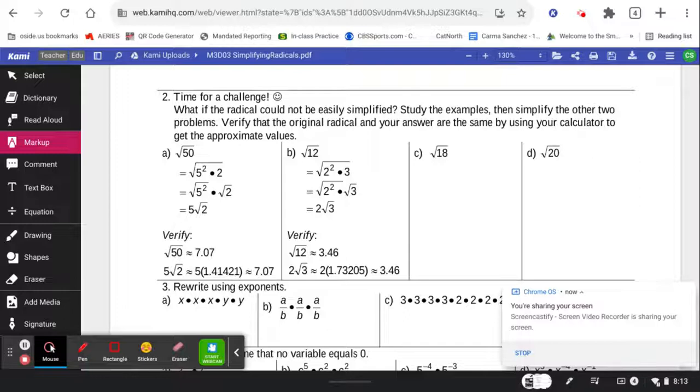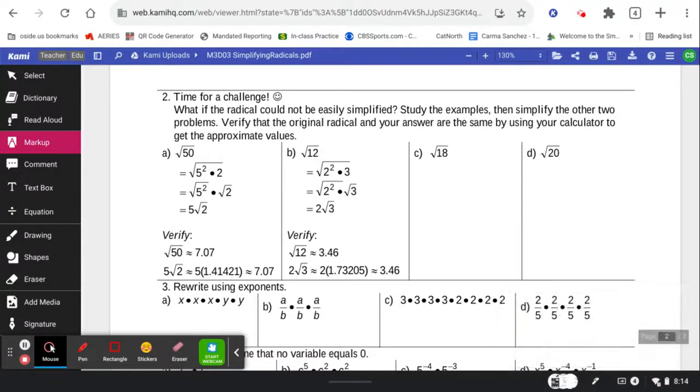Okay, on the back here now, everything that came out of the radicals on the front page, that's not going to happen anymore. Notice we're going to get something like the square root of 50 that can be simplified, but not everything's going to come out. There's going to be some things that move out front, some things that stay inside, and then they want you to verify with an approximate answer.